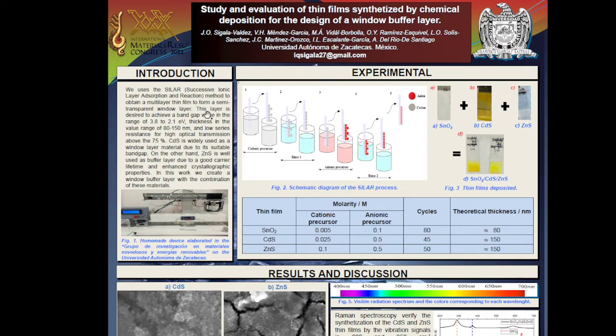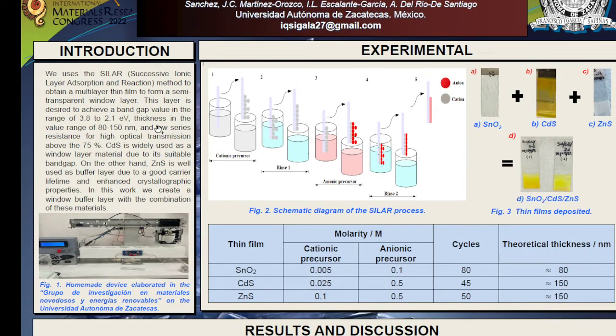As an introduction, we use the SILAR methodology, the successive ionic layer adsorption and reaction method, to synthesize multi-layer thin films to form a semi-transparent window buffer layer. This layer is desired to achieve a bandgap value in the order of 3.8 to 2.1 electron volts, a thickness in the range of 80 to 150 nanometers, and low series resistance for high optical transmission, of about 75%.